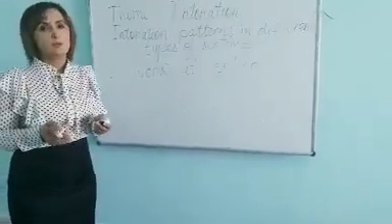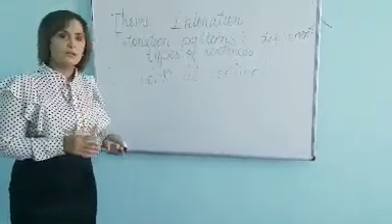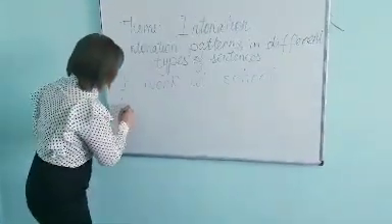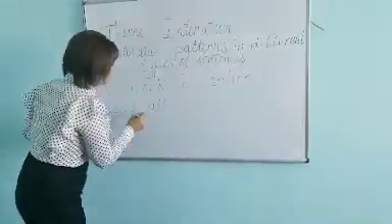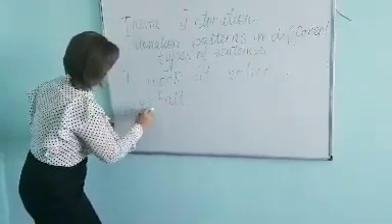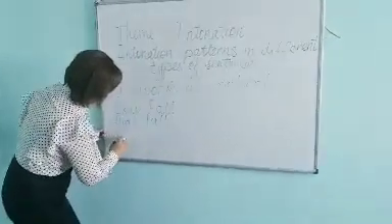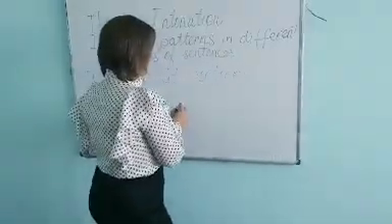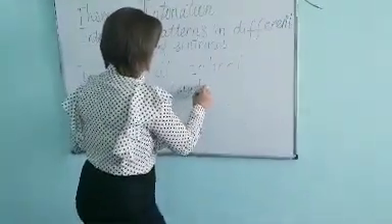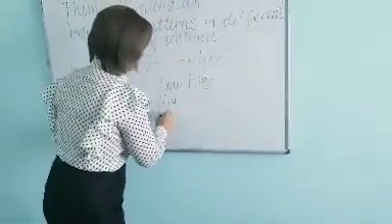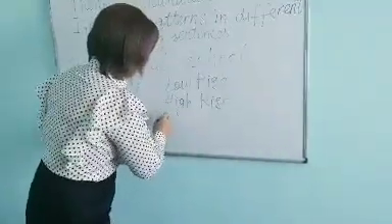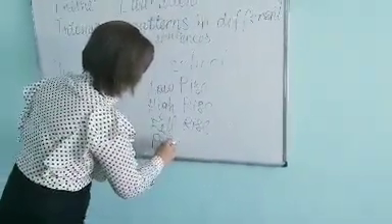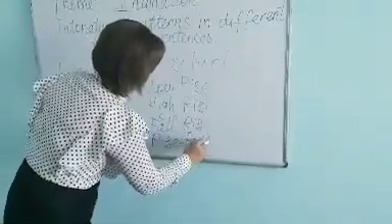As for the types of intonation, mainly two types are distinguished: falling intonation and rising intonation. Falling intonation is subdivided into three types: low fall, high fall, and rise fall. As for the rising intonation, it is divided into four types. For example, the first one is low rise, high rise, fall rise. And the next one is rise, fall, rise.